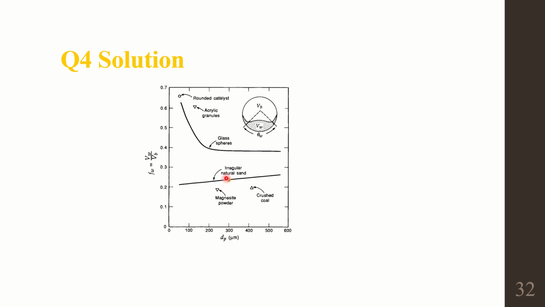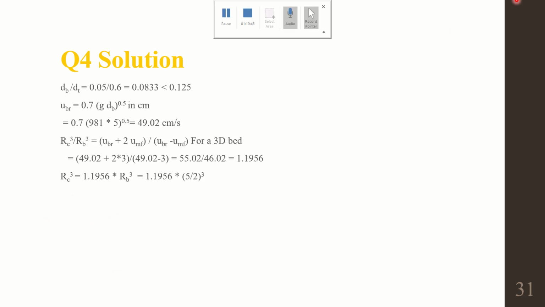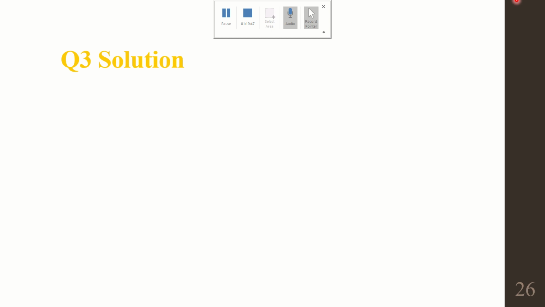For example, as we can see here, this is 300 micrometer sand. DP we know is 300 micrometer, and we know it as irregular natural sand. So for 300 micrometer irregular natural sand, we are getting it around 0.24. Yes, 0.24. So the wake fraction FW is 0.24. That's what we were asked to find in this particular question.